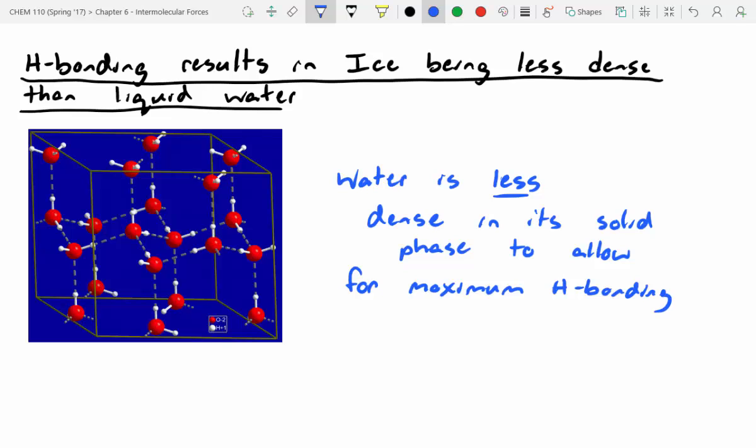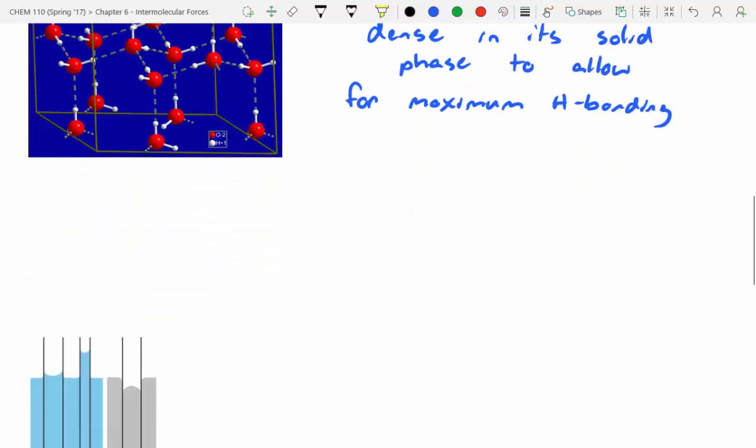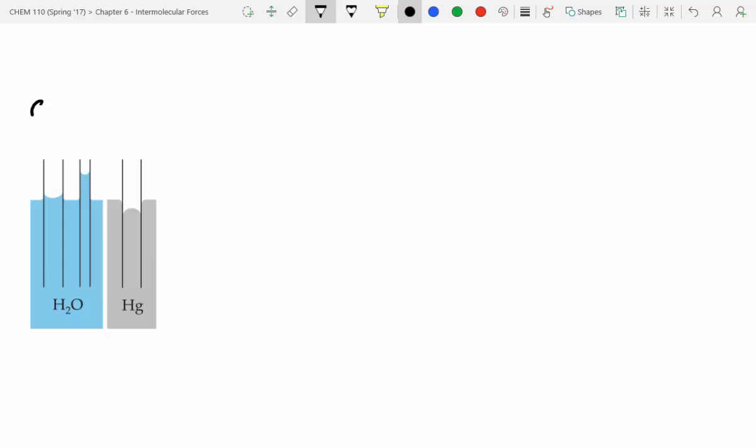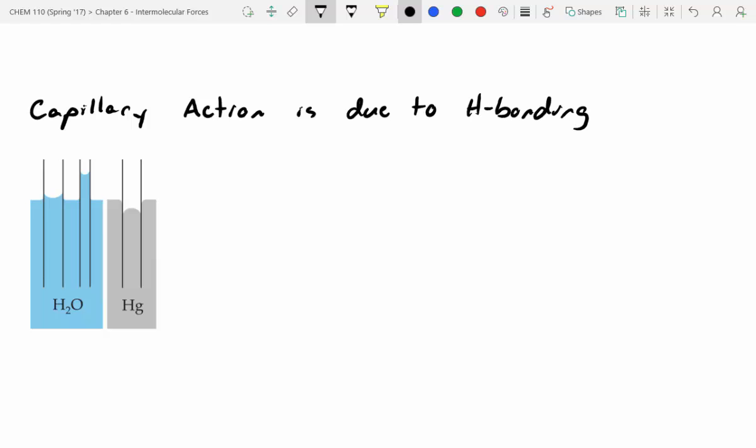All right, there's also another cool H-bonding feature, again going back to biology, but also something we've seen in class. This is called capillary action. So do you guys remember when we talked about meniscuses at the start of the year with the penny lab? Right, we said anytime you put a liquid in a narrow tube, it's going to kind of curve up towards the sides. That curve is due to hydrogen bonding.